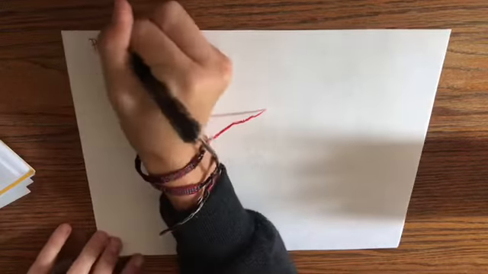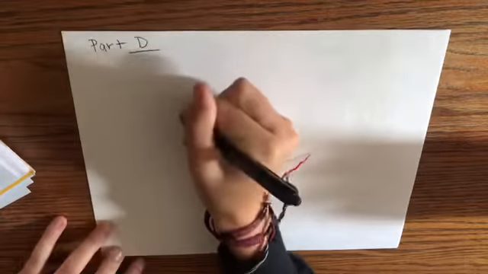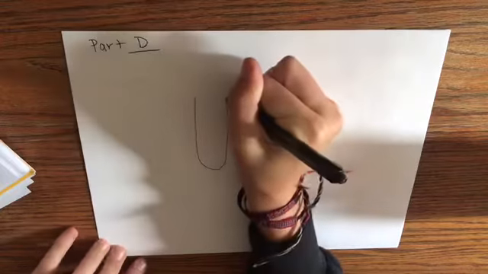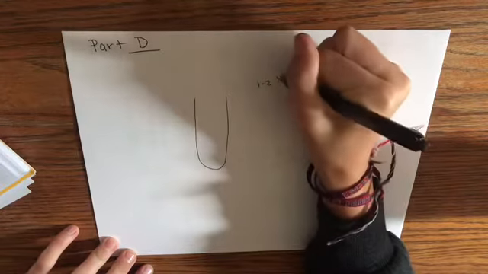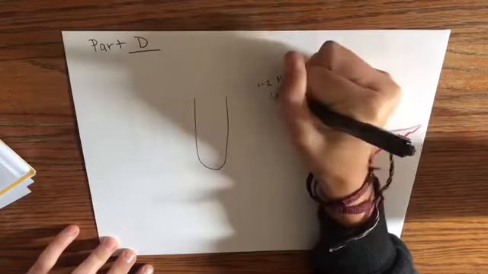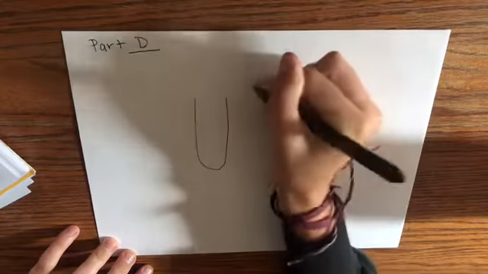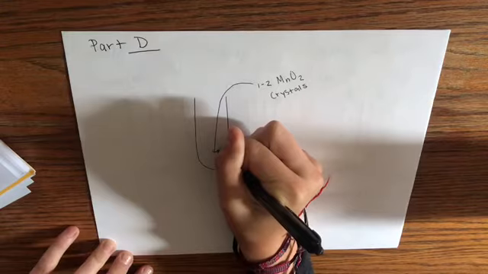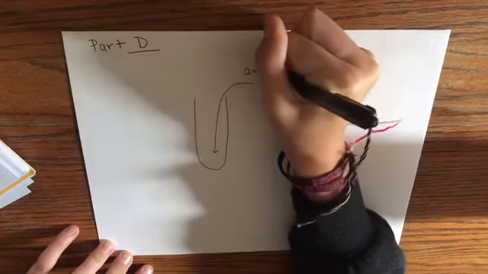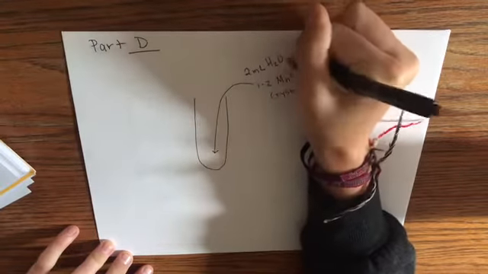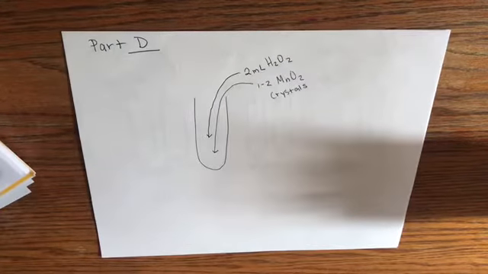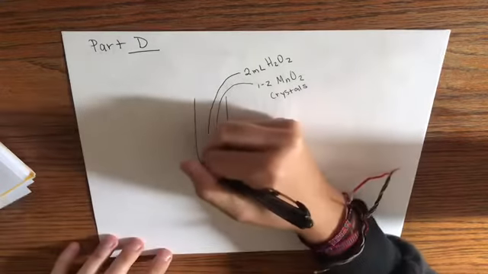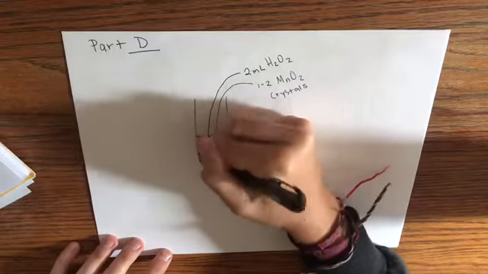For part D, we only used 1 test tube. And we put 1 to 2 magnesium oxide strips, crystals, into the test tube, and then we added 2 milliliters of H2O2, and the reaction turned black. This was because we used a catalyst.